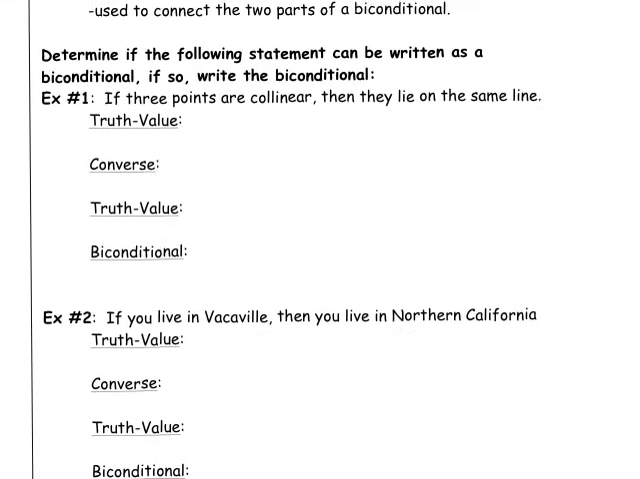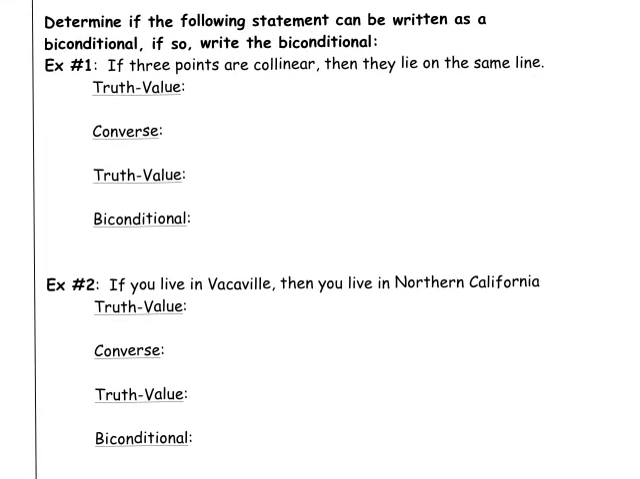All right, let's do some examples here. It says determine if the following statement can be written as a biconditional. Remember, they both have to be true. Both the original and its converse have to be true. So let's do some evaluating here. Well, if three points are collinear, then they lie on the same line. Well, is that true? Well, yeah, that's what collinear means, right? Collinear means on the same line. So this works. Truth value is, yeah, it is true.